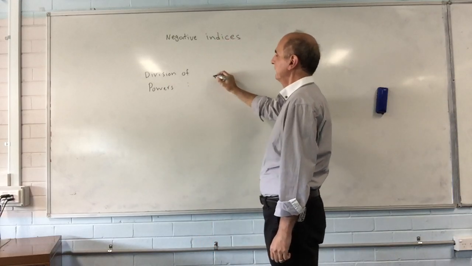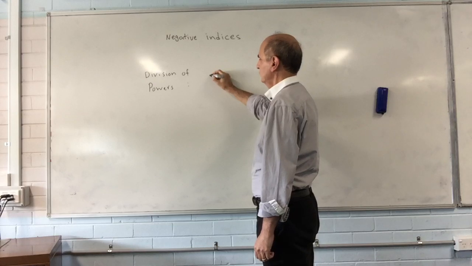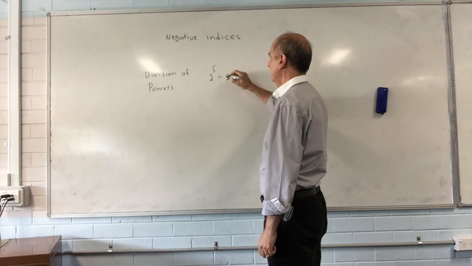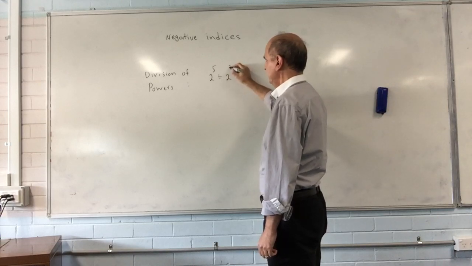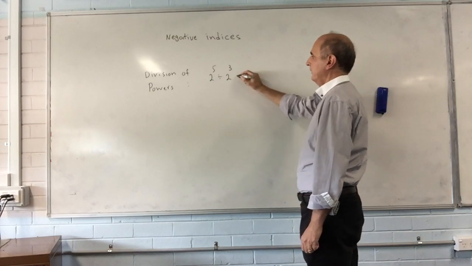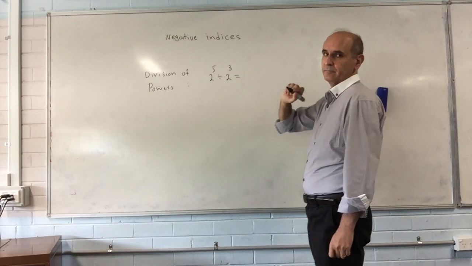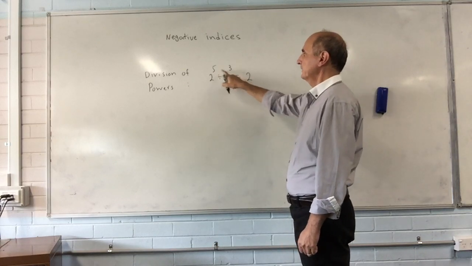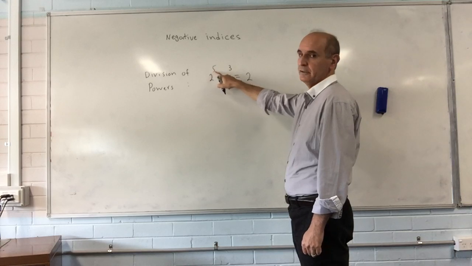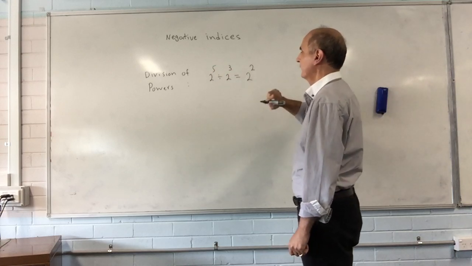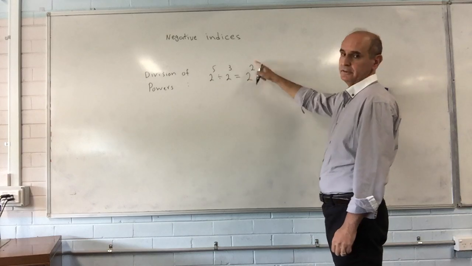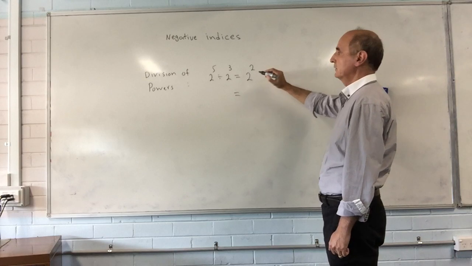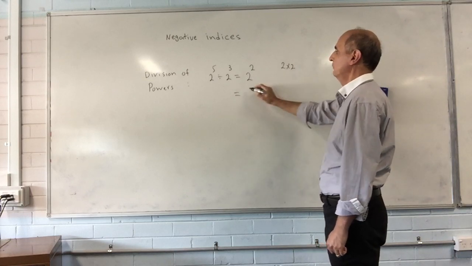If we had, say, 2 to the power of 5 divided by 2 to the power of 3, what we did was use the same base, which is 2, and subtract the powers. So 5 take away 3 is 2. That was my answer in index form, or if I wanted to evaluate it, it is 2 squared, which means 2 times 2, which is 4.